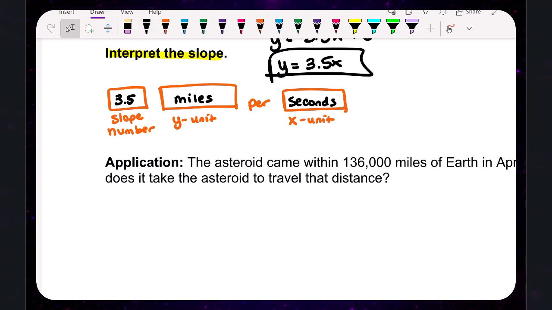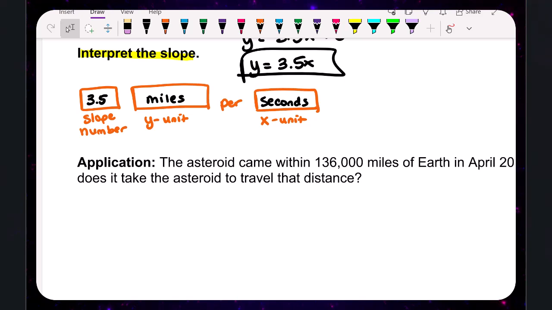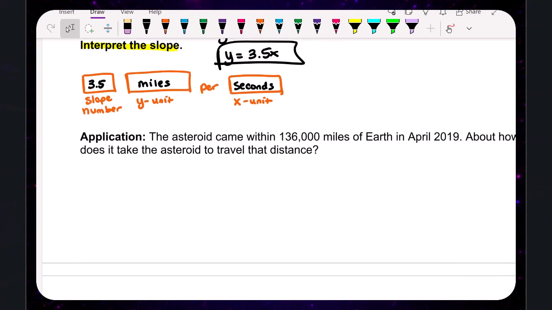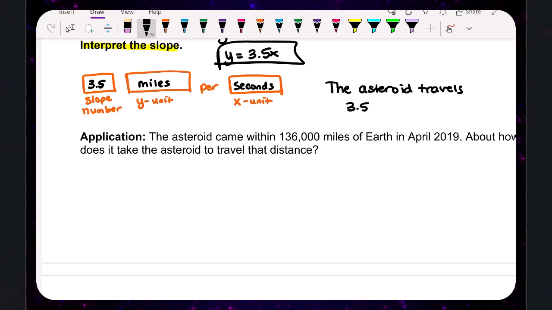Okay, so does this make sense? It's going to be 3.5 miles per second. That's how fast that asteroid travels. So I think that makes sense. So if you want to write it in words, you're just going to say the asteroid travels 3.5 miles per second. And I'm telling you, the most important part of this is the fact that you've got your slope here, but then it's the change in y per change in x. Make sure you get the units in order.